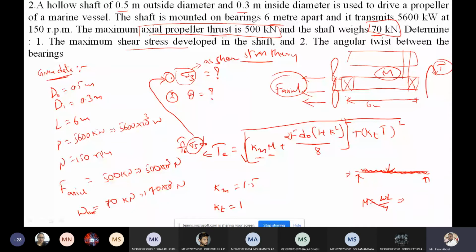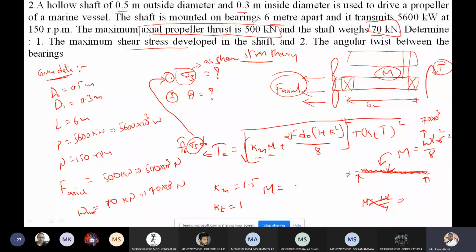At this time, what is the bending moment equation for this case? Anybody, Babu? WL square by 8, very good. So W value is 70 into 10 to the power of 3. L value is given in the question, 6 meters. So 6 square by 8. Now tell me what is the M value?